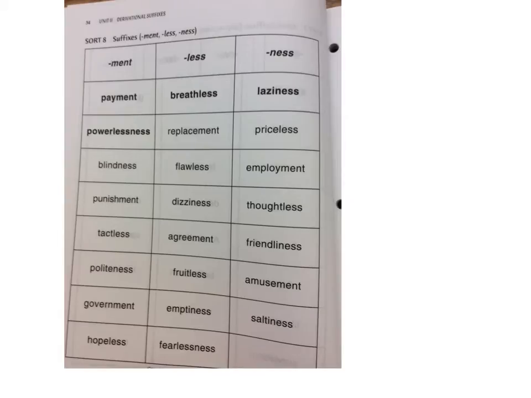So go ahead and sort these. You probably have a fourth column for words like powerlessness that have less and ness combined. I think there's only a couple of them in that one. So sort these words based on which suffix they have, and then really think about what they mean based on what each suffix means. Again, ment, less, and ness.